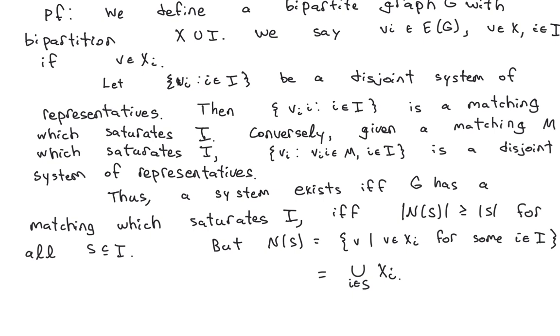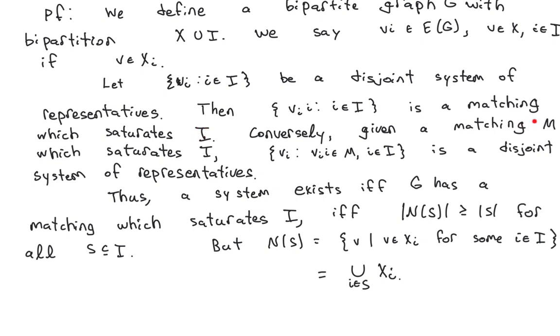And so then what we actually prove is that suppose we have a system of distinct representatives, then you can see that V sub i forms a matching, which saturates I. This is true by the condition that Vi is not equal to Vj whenever i is not equal to j. That guarantees these edges are independent. And we also require that there was a Vi for each i, and so that tells you it saturates I.